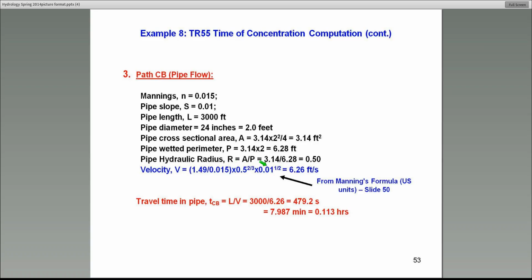And then the slope, 0.01, that's the slope of the pipe, for the person who asked me about what slope is. That is based on elevation differences between the two manholes, the entrance point and the exit point. And in this case, it comes out to be 6.26 feet per second. Typical velocities in pipes should be between 6 and 9. And finally, the travel time, in this case, is the length divided by velocity. You always do this computation, by the way, in the SCS method: the length divided by the velocity.